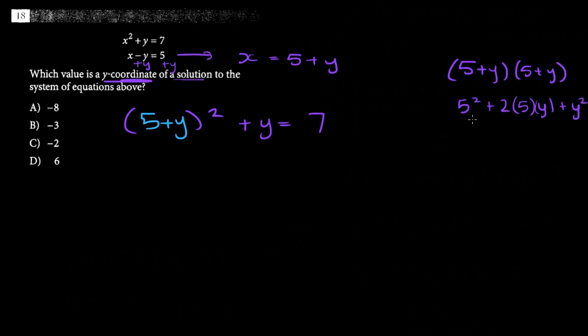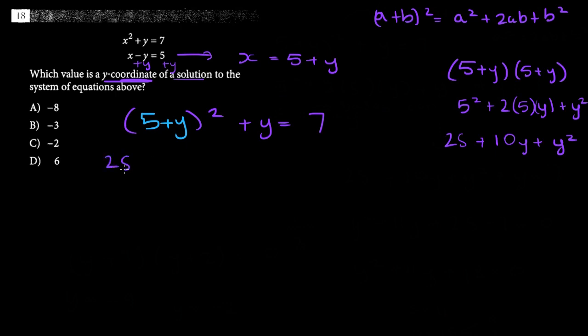The way I work this out really quickly is by just knowing a plus b squared is a squared plus 2ab plus b squared, okay? And then if I simplify this even further, it becomes 25 plus 10y plus y squared. I can bring this back here, so 25 plus 10y plus y squared plus y, again from here, equals 7.